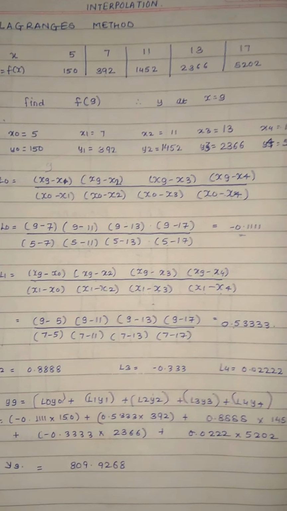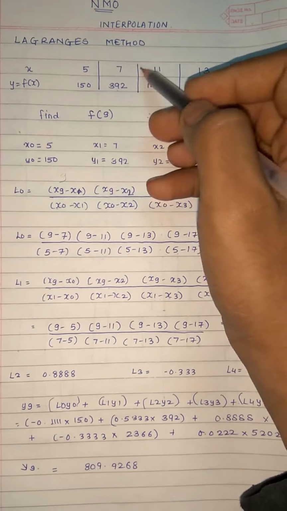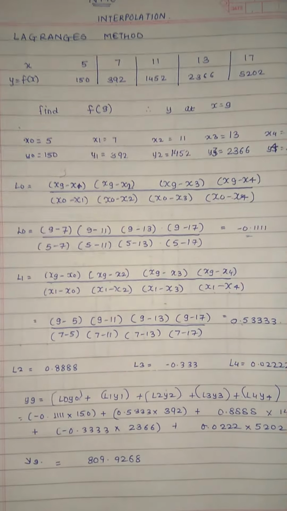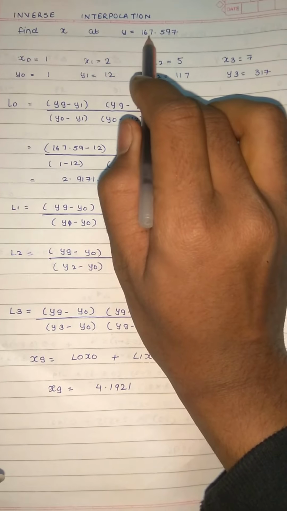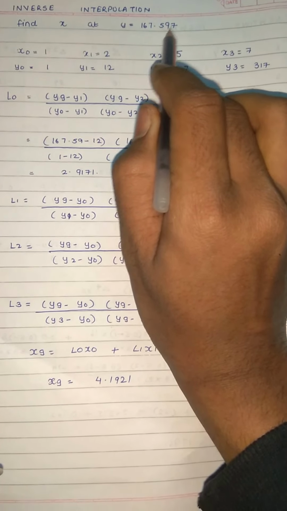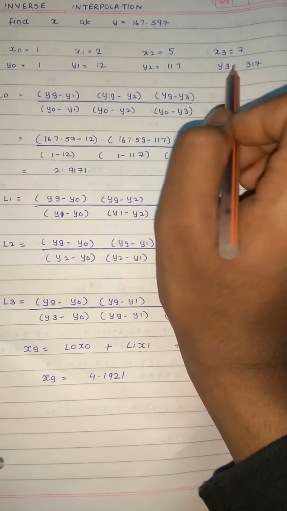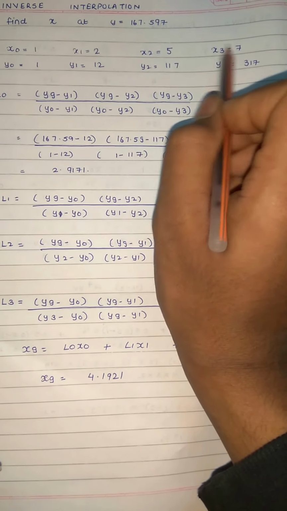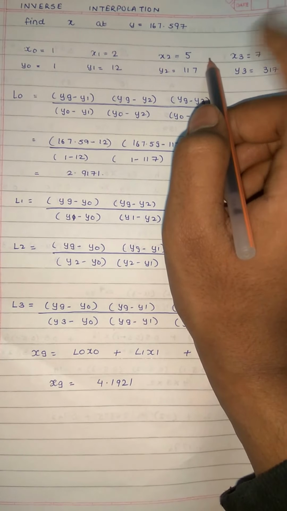Let's see the second type, that is inverse interpolation, in which you have to find out the value of x when y is given. Now in this interpolation, we have to find out x at y is equal to 167.597. So you may see that it will lie between these two values and x will be between 5 and 7, or it may not be in between them, not necessarily.